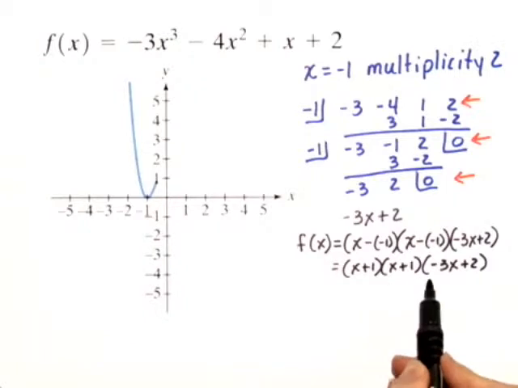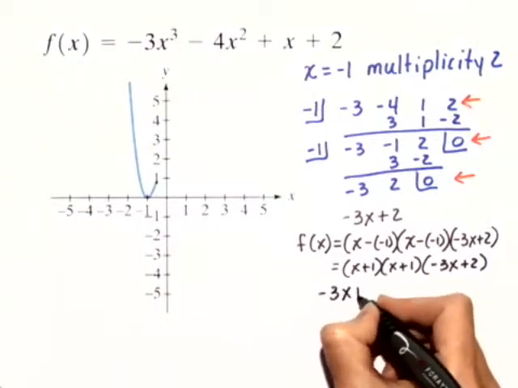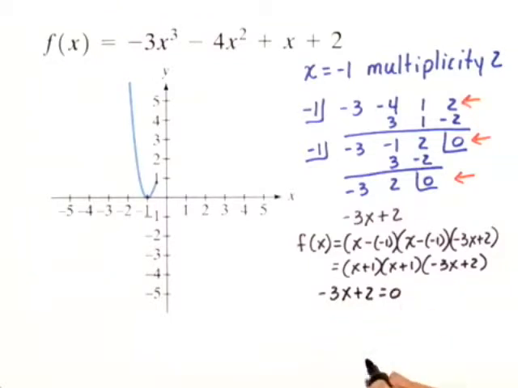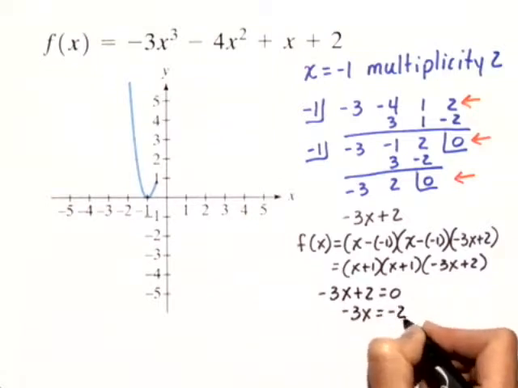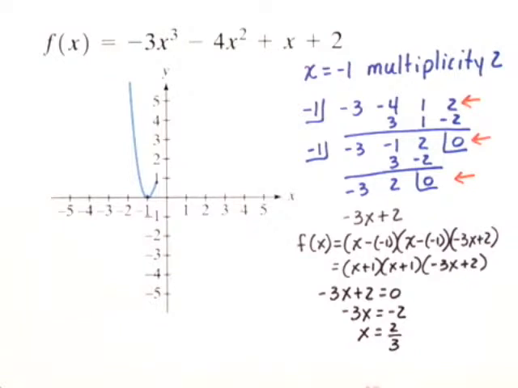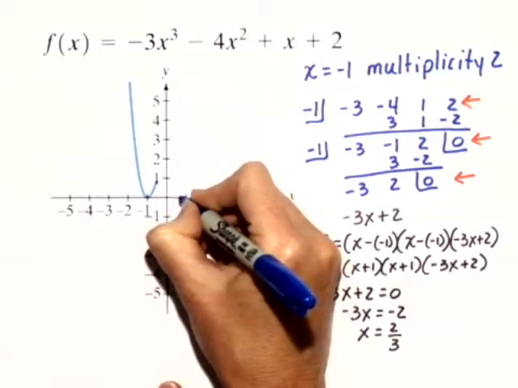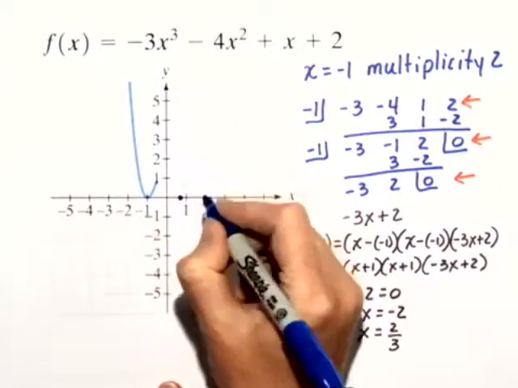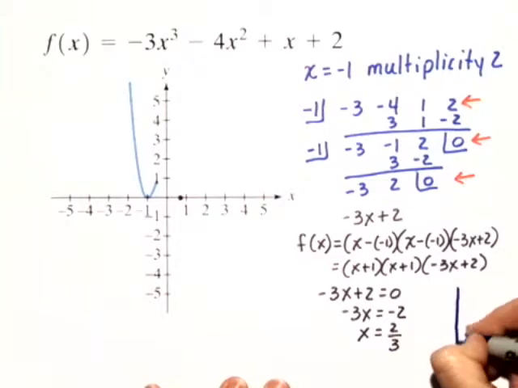Now, let's look at this last factor, negative 3x plus 2, and set that equal to 0 to get our third and final root. We'll get negative 3x equals negative 2, so x is equal to positive 2/3. That's an important piece of information. We know that x equals positive 2/3 is our third and final root. So we'll plot that on our graph, and we can finish the sketch by noticing that we can look at the end behavior.